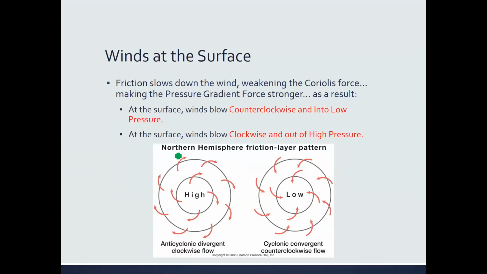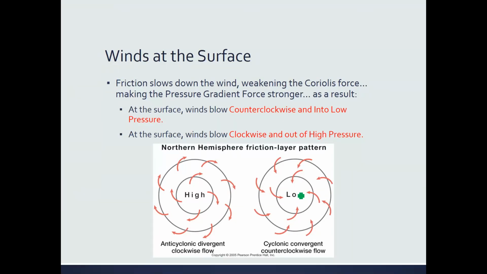Now, the way that this works is at the surface of the Earth, so this is not aloft in the atmosphere, this is at the surface, the Coriolis force becomes weak compared to the pressure gradient force. As a result, not only do winds rotate around a pressure system, but they move either out of it if it's high pressure or into it if it's low pressure. And this is because the pressure gradient force is now stronger than the Coriolis force.